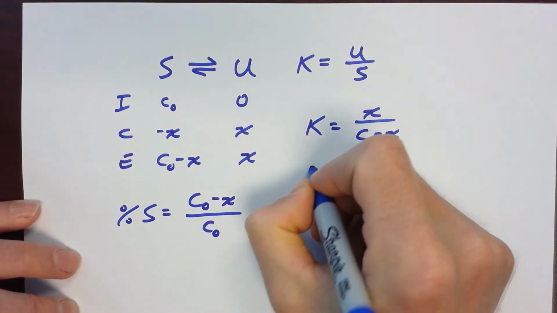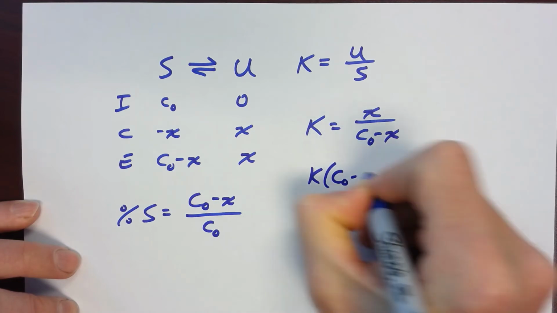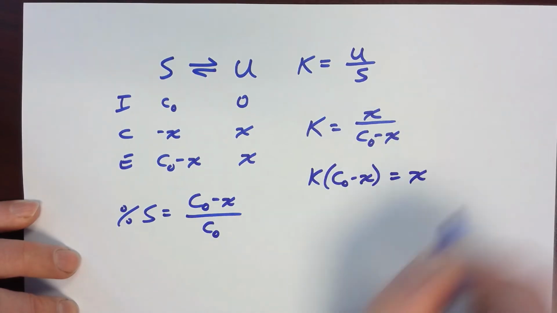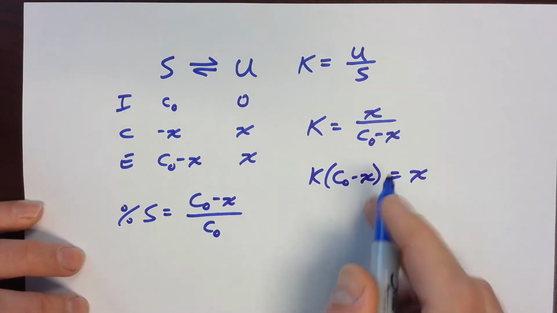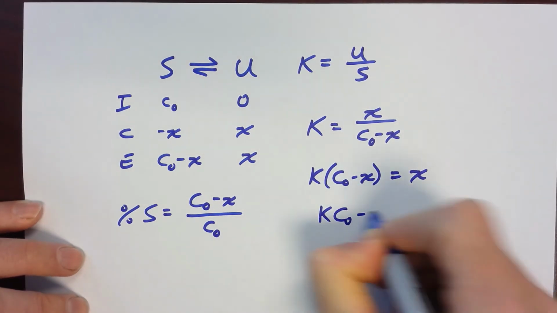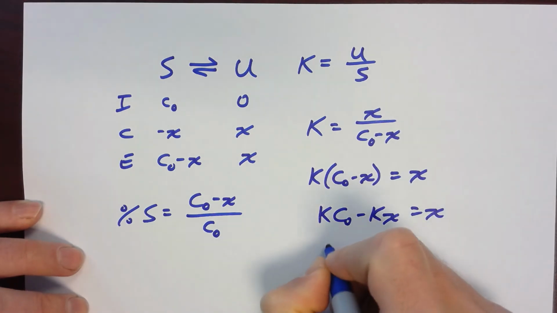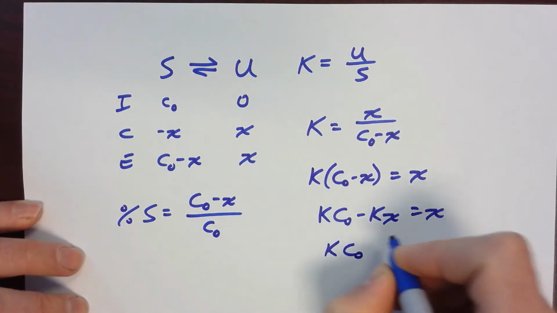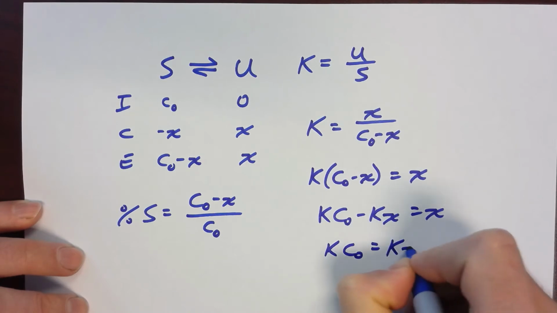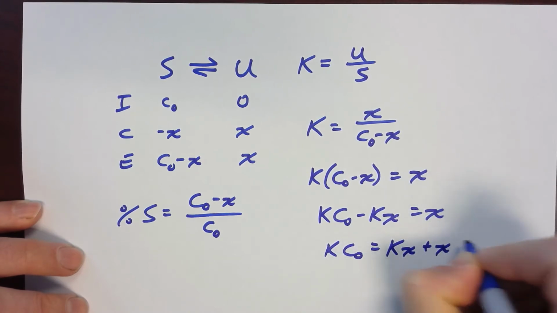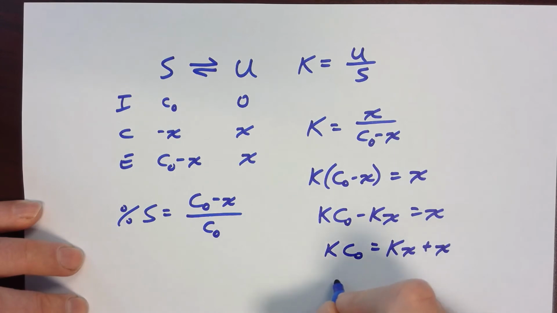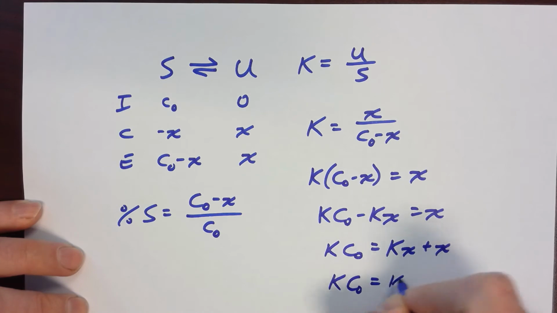I can multiply both sides by C0 minus x. And then I can distribute k. And then I can group my like terms. And then I can factor out my x. And then I get k plus 1 times x. And then finally solve for x.